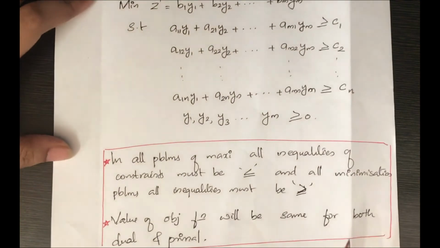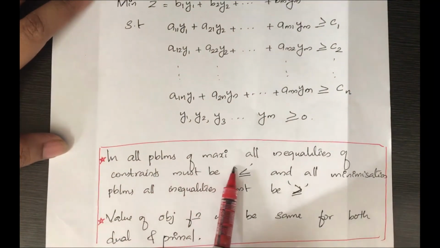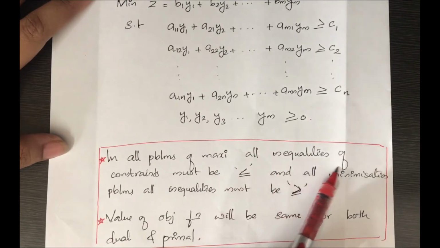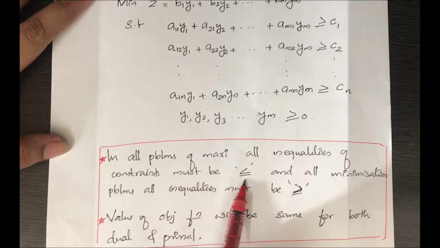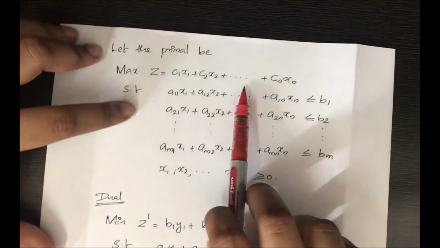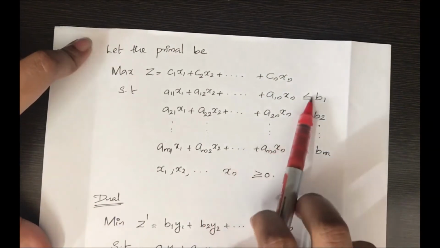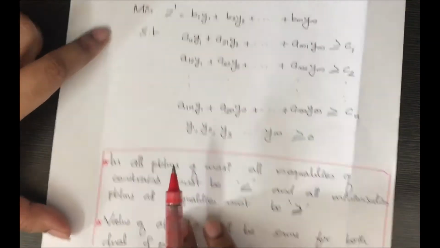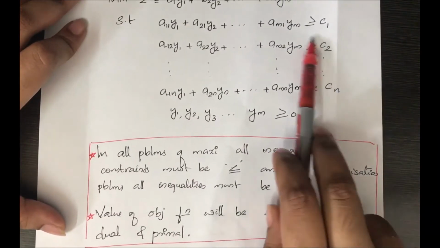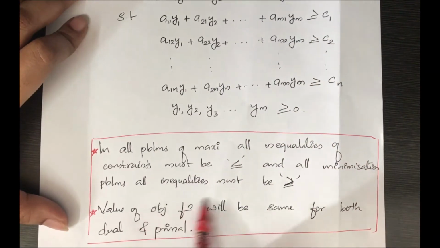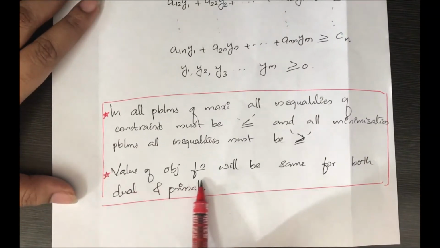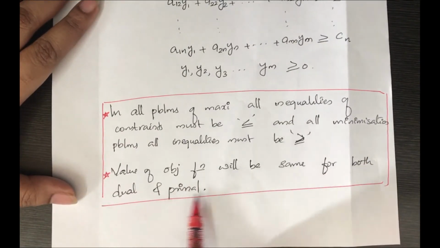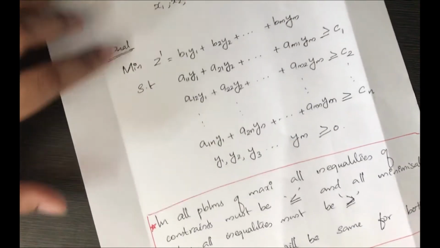Some points to be noted: in all problems of maximization, all inequalities of the constraints must be less than or equal to. If a maximization question comes, all the constraints should be of the less than or equal to type. If a constraint is not less than or equal to, we need to convert it into less than or equal to. And for all minimization, the constraints should be of the greater than or equal to type, and the value of the objective function will be the same for both the dual and the primal.